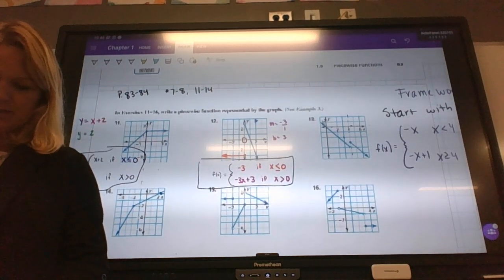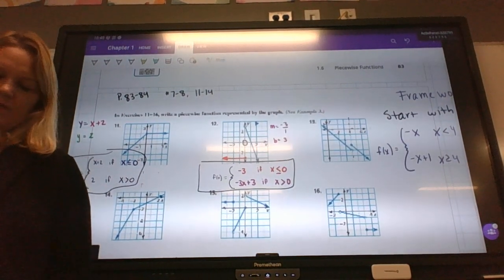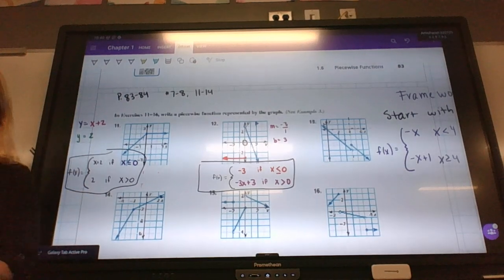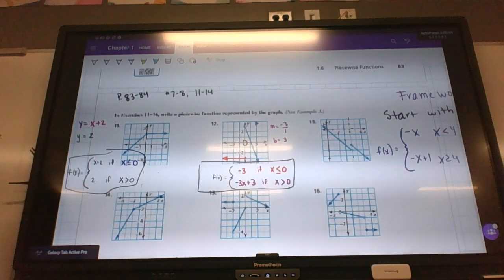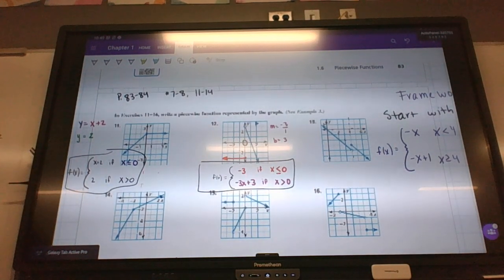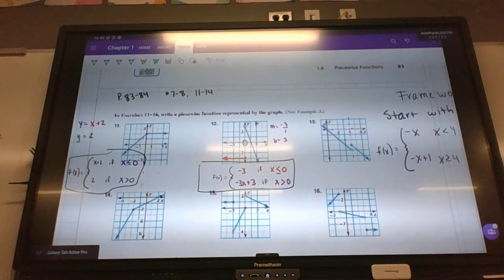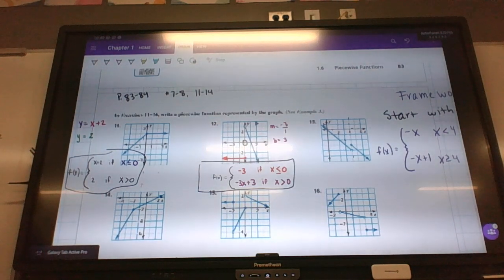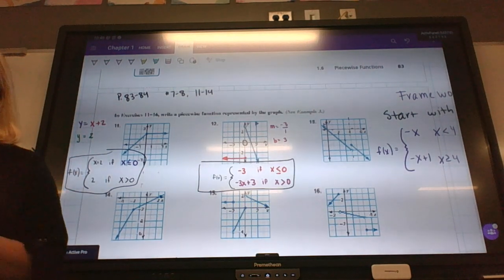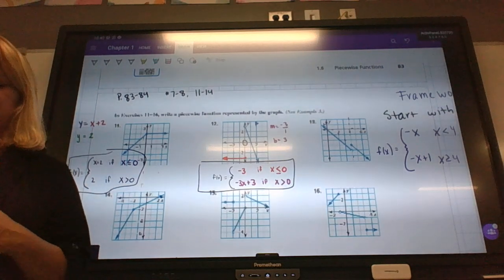Here are the other answers for 11, 12, and 13. You guys maybe just copied the answers, so take some time and try to understand it. Less than or equal to.